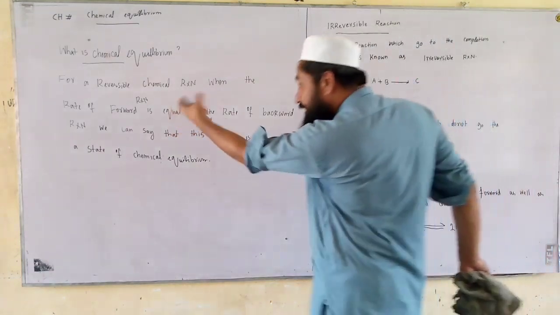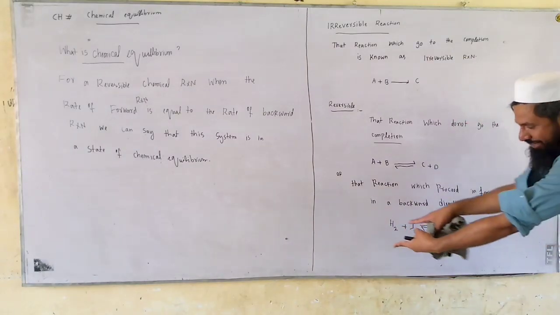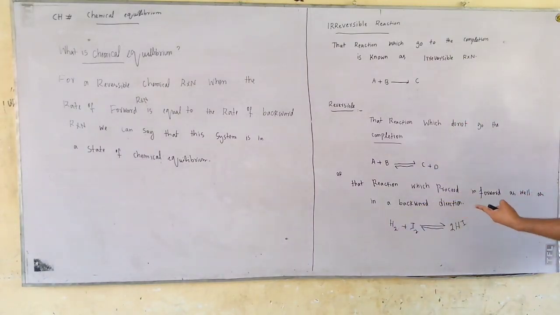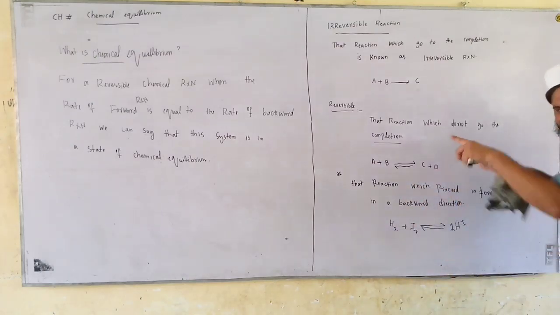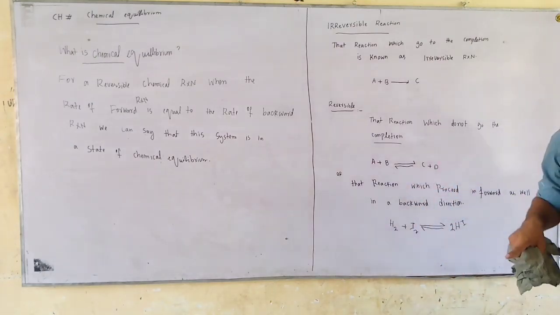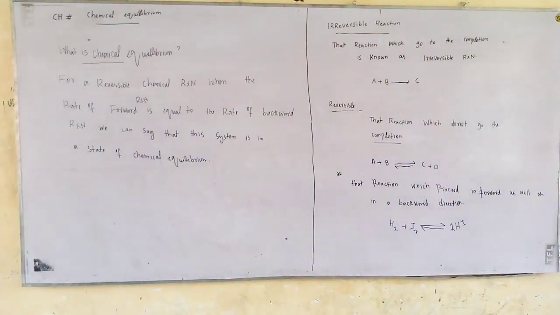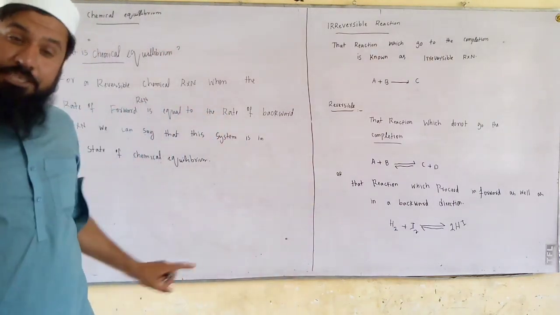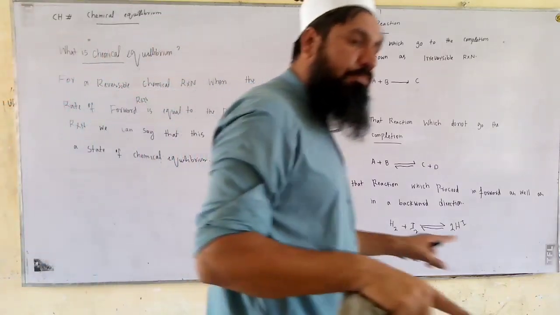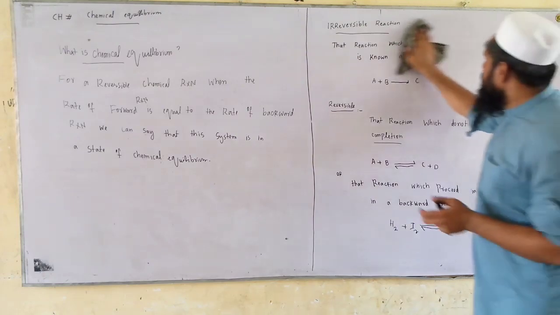So for a reversible chemical reaction, when the rate of the forward reaction is equal to the rate of the backward reaction, we say that this chemical reaction is in a state of chemical equilibrium. We can use the term chemical equilibrium for this process.